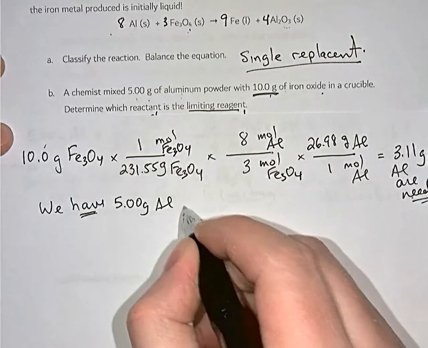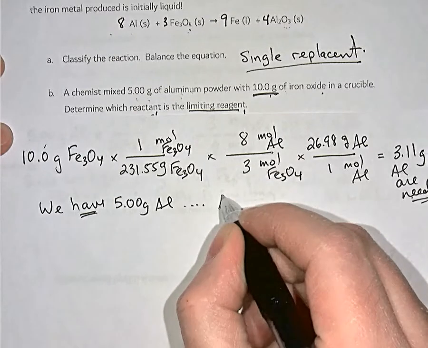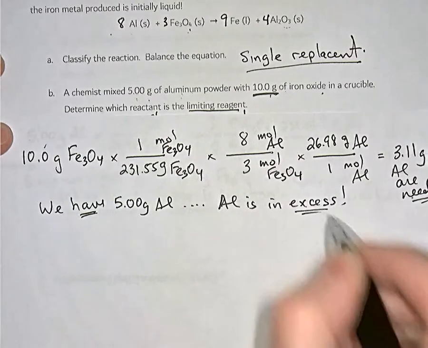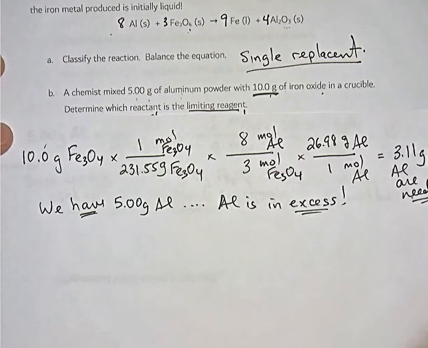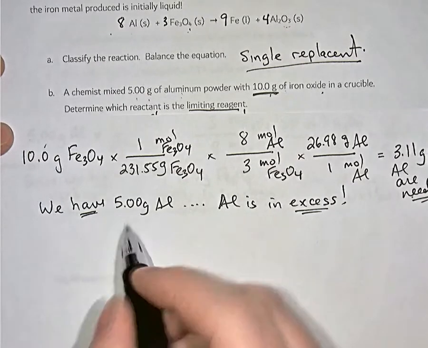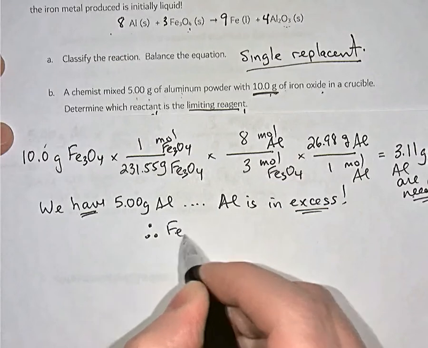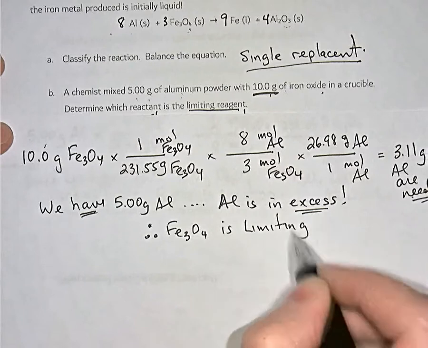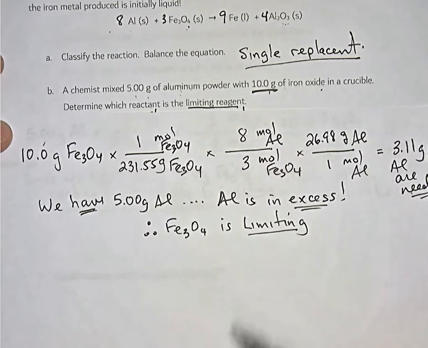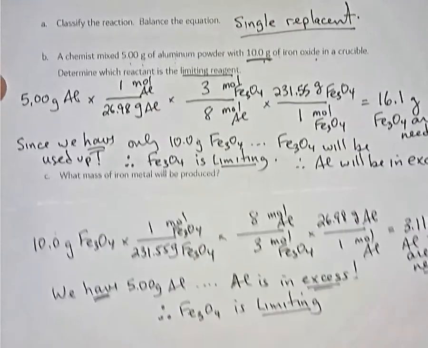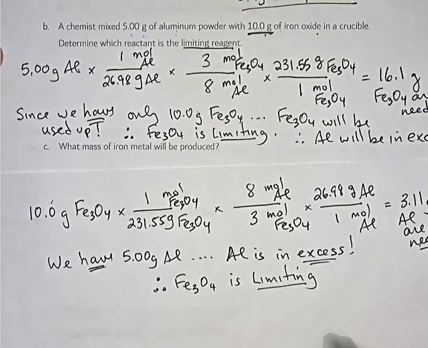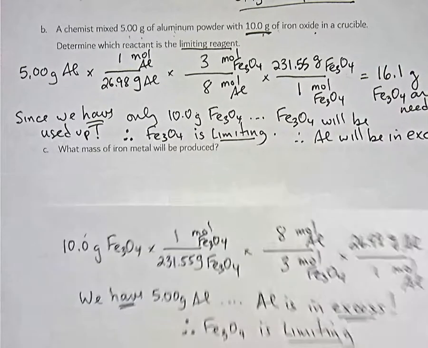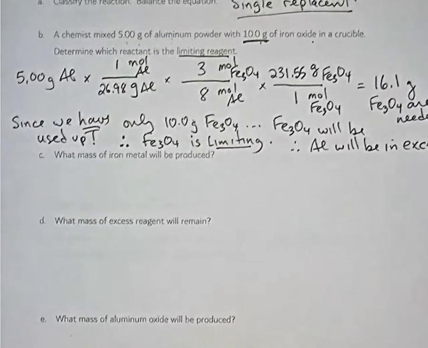So if we have more aluminum than we needed, then the aluminum is in excess. We have more than enough. It's in excess. If the aluminum is in excess, then the other reactant, therefore the iron oxide, is limiting. All right, notice that's the same conclusion that we reached when we started the question with the aluminum. We concluded there that the aluminum would be in excess and the iron oxide would be limiting. So we get the same result no matter which reactant you begin with.